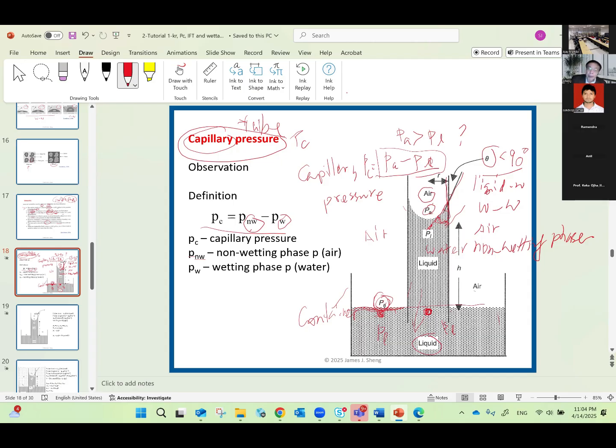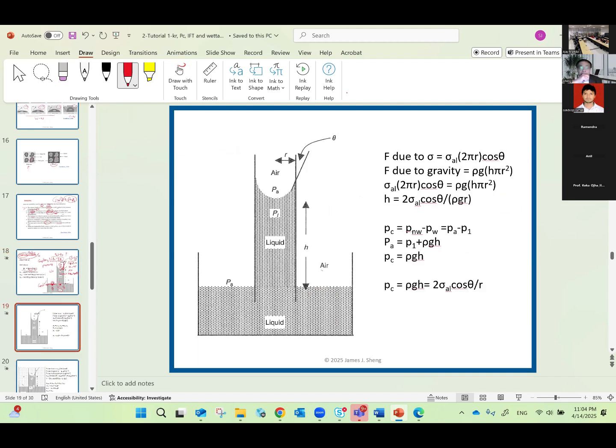Now let's further analyze the forces acting on this small tube. First, let's analyze this water column. We choose the water column as our object of analysis. Then we analyze how many forces are acting on it. First, it must have gravity, right?